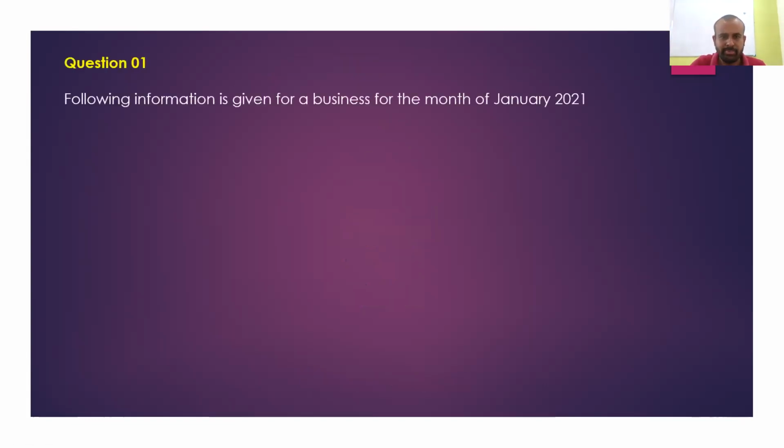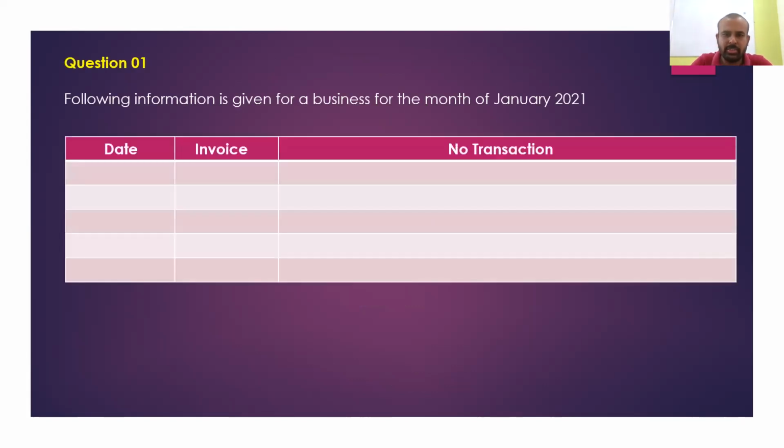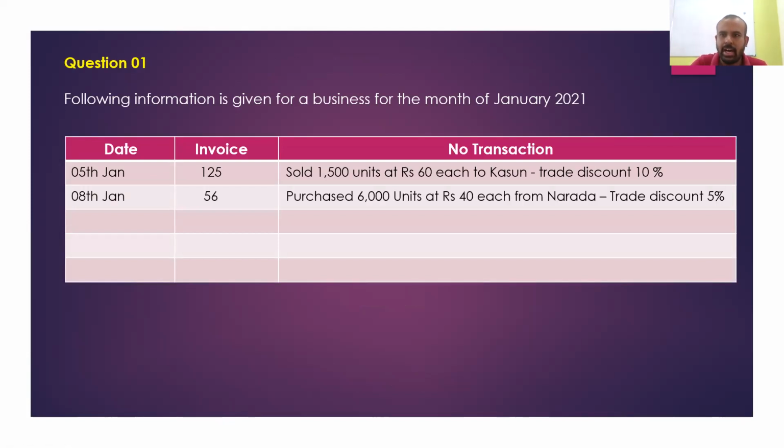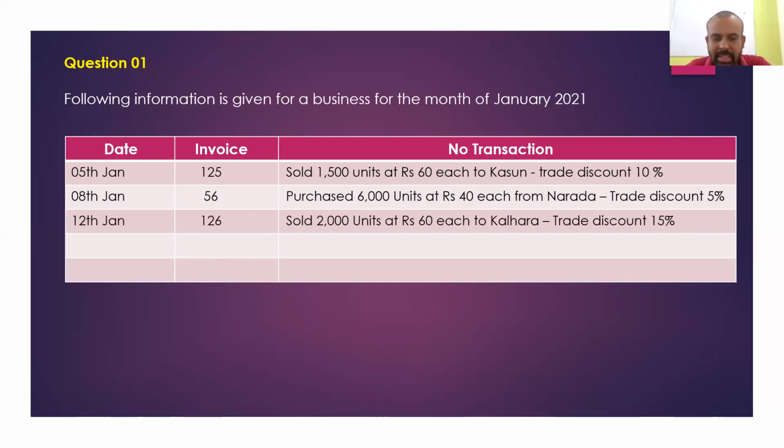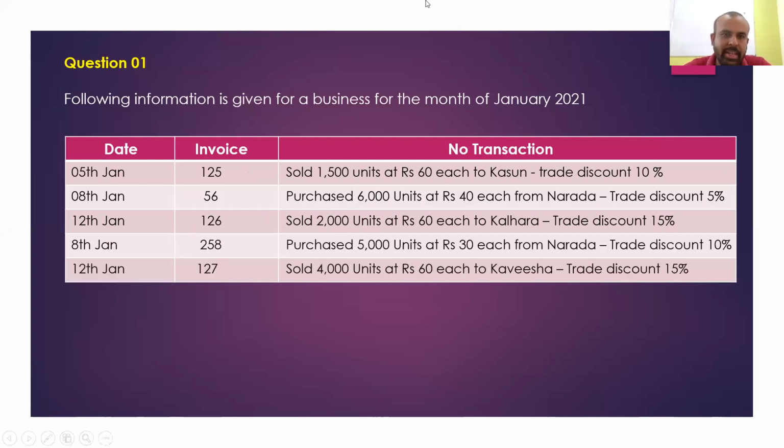Okay, we'll move to the question. They are giving these transactions for a business: date, invoice number and the transactions. You can see 5th January, invoice 125. On 8th January, there was a credit purchase under invoice number 56. Then on 12th January, there was another invoice, that is 126. It's a sale. Then there was a credit purchase and another credit sale. There are 3 credit sales and 2 credit purchases.